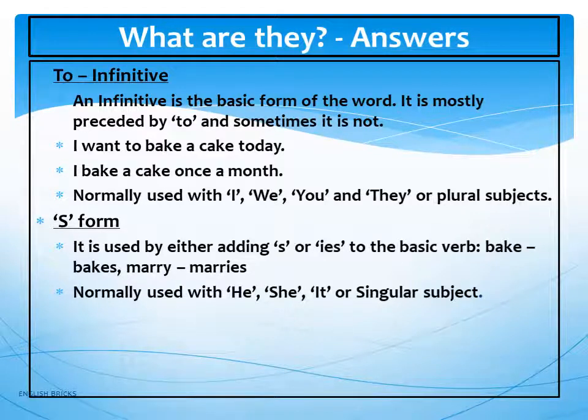Now there in front of you is your answer. What is to infinitive? An infinitive is the basic form of the word. It is mostly preceded by to, and sometimes it is not. You can also call it, it's not just a word there, it's a verb. So an infinitive is the basic form of this verb, and it is mostly preceded by to, and sometimes it is not. Now this is only for a grammarian. Nobody is really going to ask you what an infinitive is in real life.